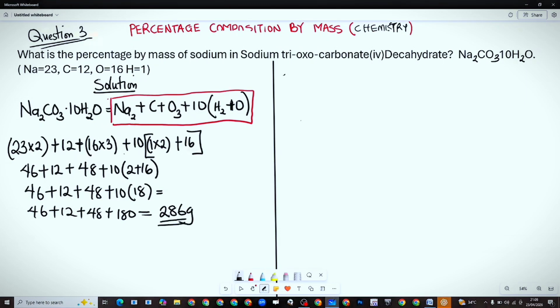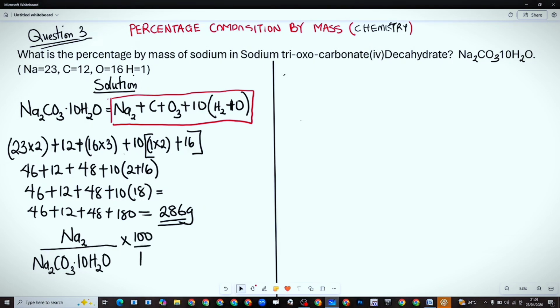Now the question says calculate the percentage by mass of sodium. For sodium, it's very simple. It's just going to be the Na2, sodium, over the total compound, which is Na2CO3 times 10H2O, times 100 over 1. That's how we do it for sodium.